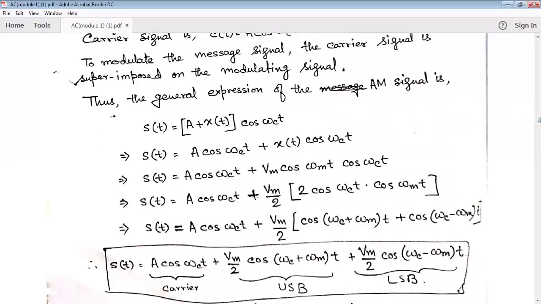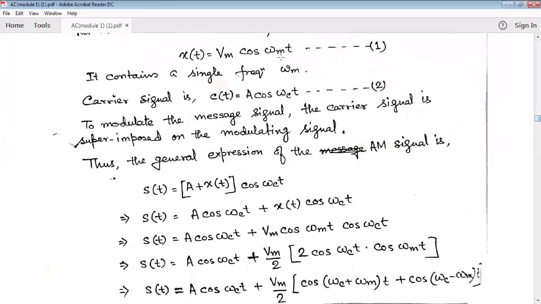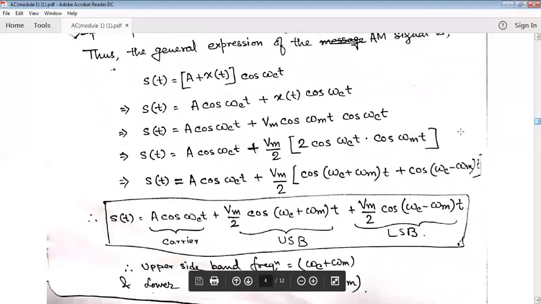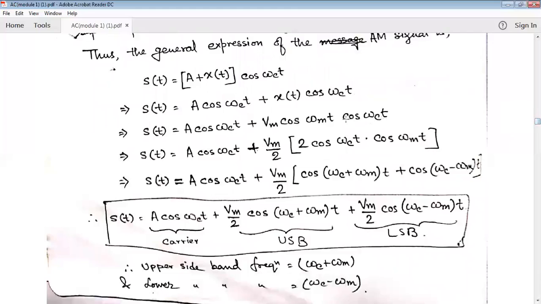So just put the value of x(t). What was x(t)? x(t) was Vm cos ωm t. So putting the value of x(t), you'll get Vm cos ωm t cos ωc t. Now just the mathematical derivation is there. I think you all have gone through the formula in your higher secondary level. That is, if we take Vm by 2 as common, it will give 2 cos ωc t cos ωm t. So 2 cos A cos B equals cos (A plus B) plus cos (A minus B), it will give the expression Vm by 2 into cos (ωc plus ωm) t plus cos (ωc minus ωm) t.